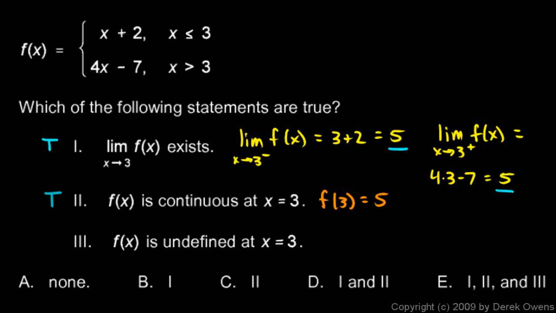And then statement 3, f of x is undefined at x equals 3. No, it's not undefined. This less than or equal to 3 means it's defined, and it's defined by this expression, and we've already seen that it has a value of 5 at 3, so this one is false. So the question, which of the following statements are true? The answer is 1 and 2.